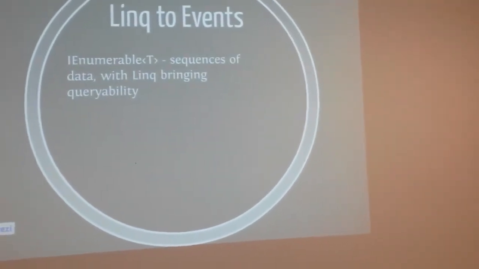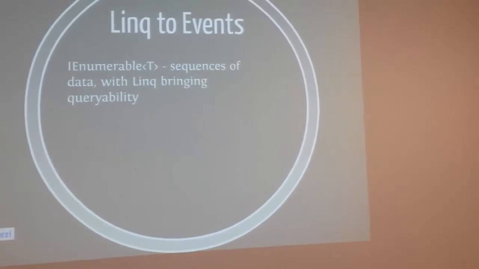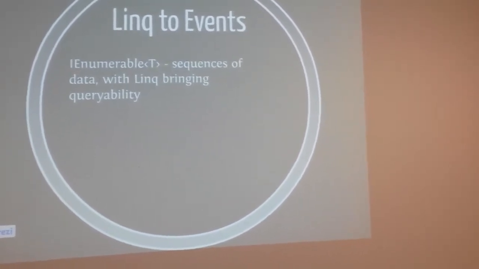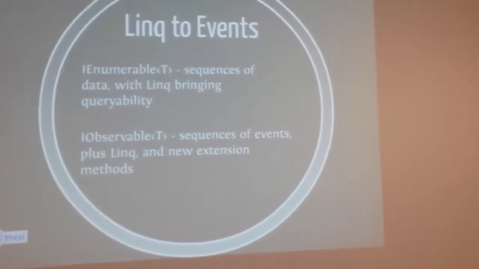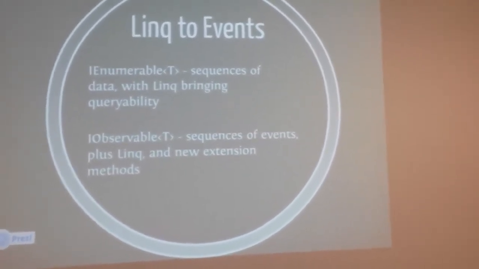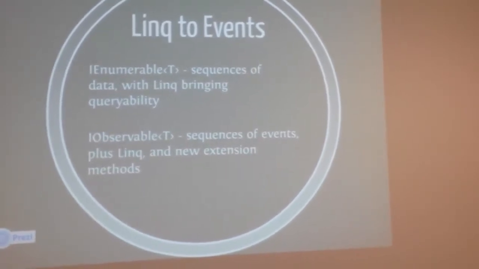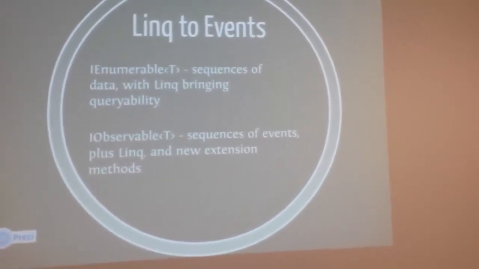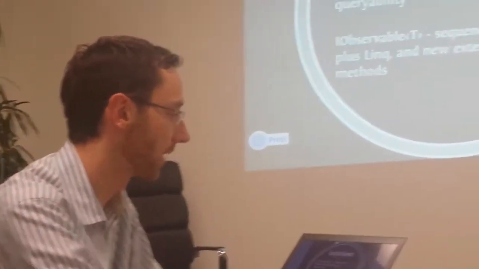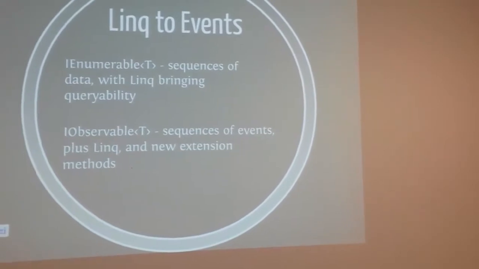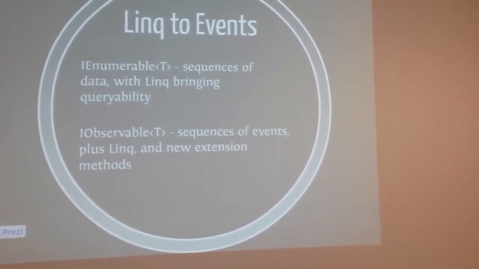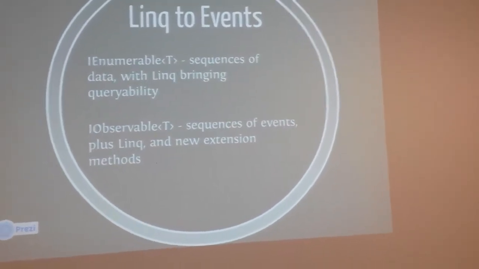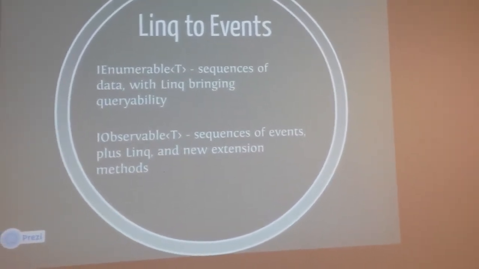So with IEnumerable of T, you've got sequences of data, and LINQ brings all the queryability over that. And with IObservable, which is the Rx version of that, you've got sequences of events, and you've got LINQ on top. But the one thing you do get with Rx is about 1,000 new extension methods that come with it. 1,000 is an exaggeration, but you get a lot of new extension methods that make much more sense in a timing scenario, which don't make sense for enumerables. Things like intervals and time-based operations.